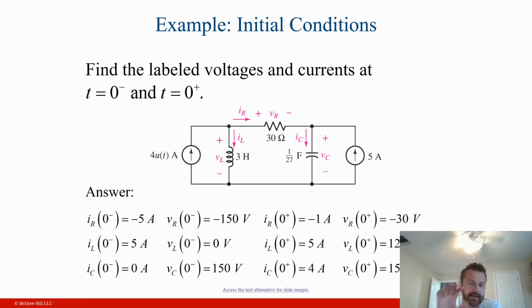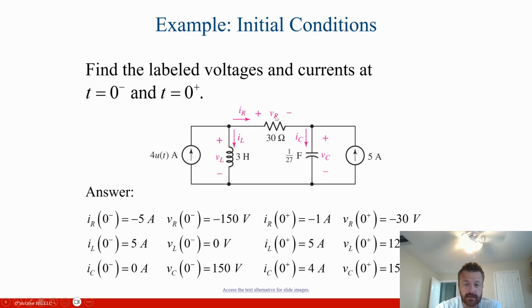And remember that once this thing has been on a long time and it's in steady state, so before this source actually turns on at t equals 0, the capacitor is going to behave like an open circuit, the inductor is going to behave like a short circuit. So really all that you have going here is a 5 amp source driving through this 30 ohm load and going through the short and coming back around. So from a circuit analysis point of view, it couldn't be simpler.